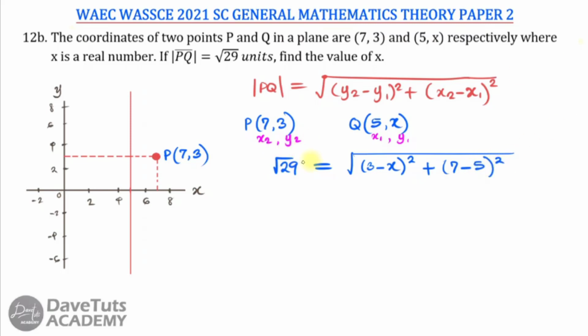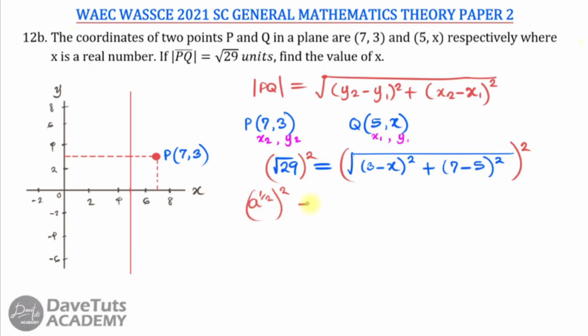Now, look at something. Because I'm having a square root here and a square root here, I can take off the square root, or I can say I want to square both sides of the equation. What I'm having here is as if I'm having a raised to power half, which is root a.